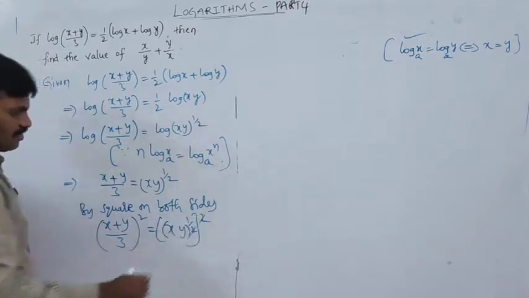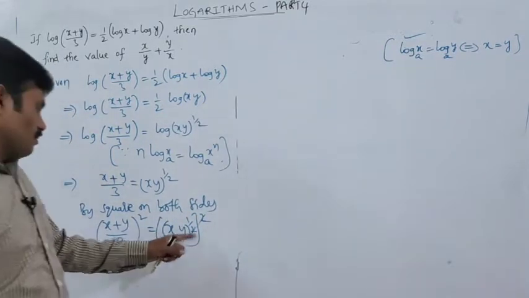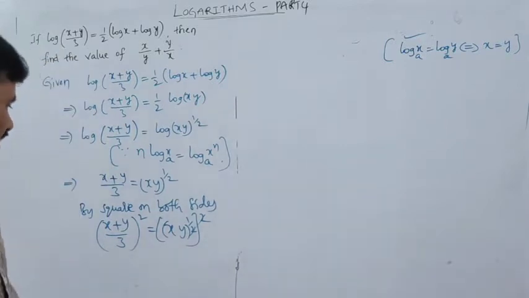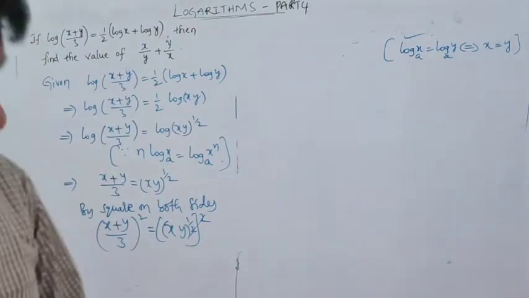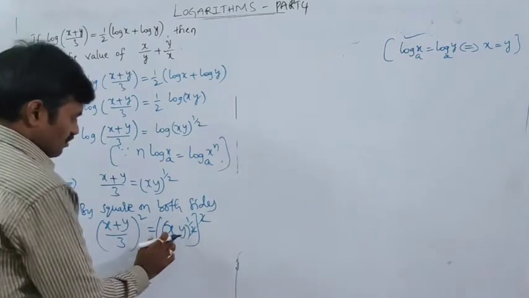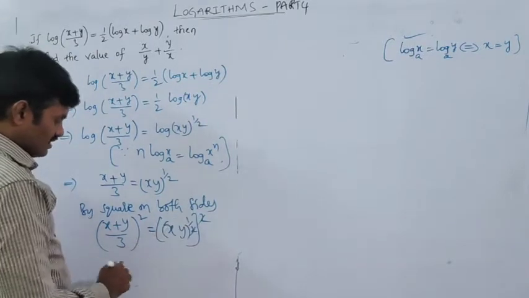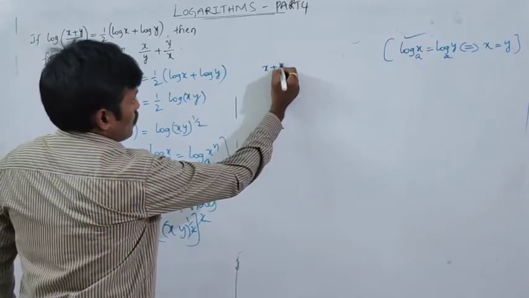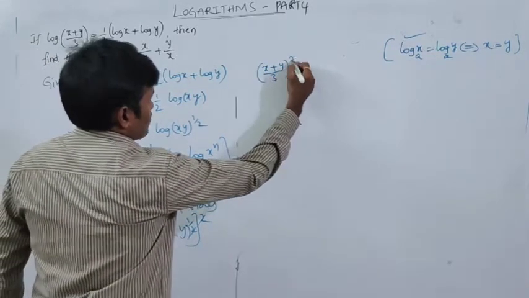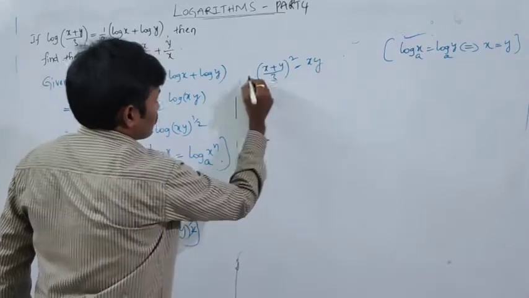So square and 1 by 2. By the laws of exponents, 1 by 2 into 2 gets cancelled. So what will be the remaining? ((x plus y) by 3) whole square is equal to xy.